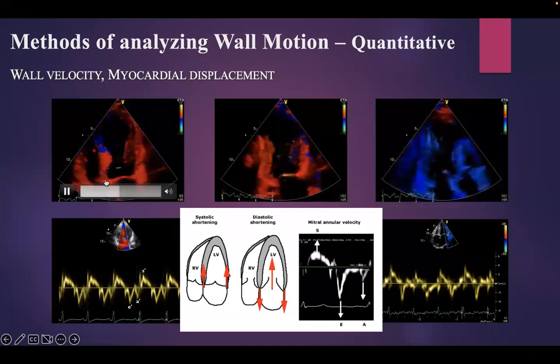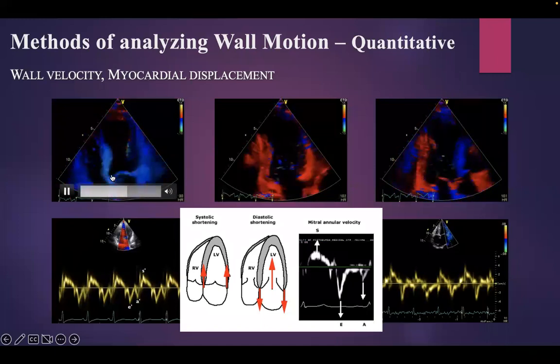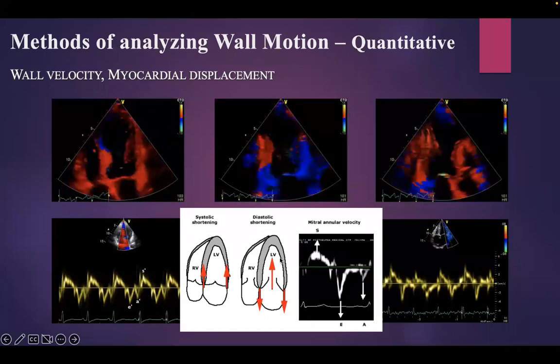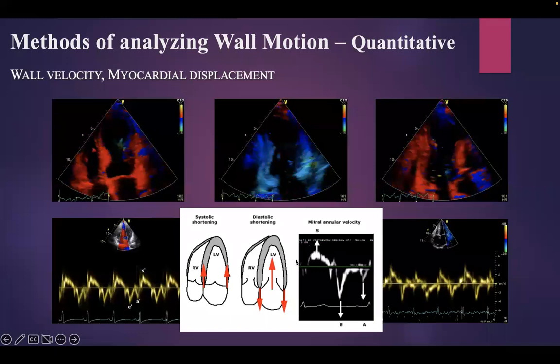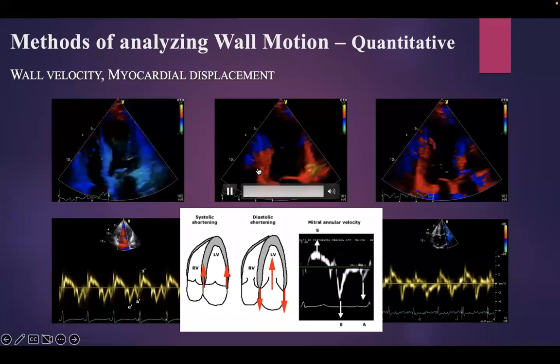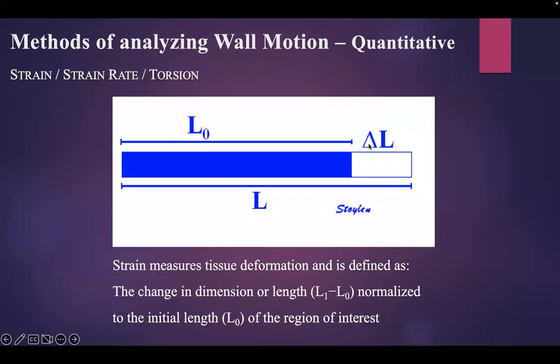So the mitral annular tissue or the M-mode method, wherein we look at the mitral annular displacement. Similarly, by tissue Doppler, we calculate the velocity. Based on this method only, we have an advanced method called strain or strain rate imaging. So what do you mean by strain?